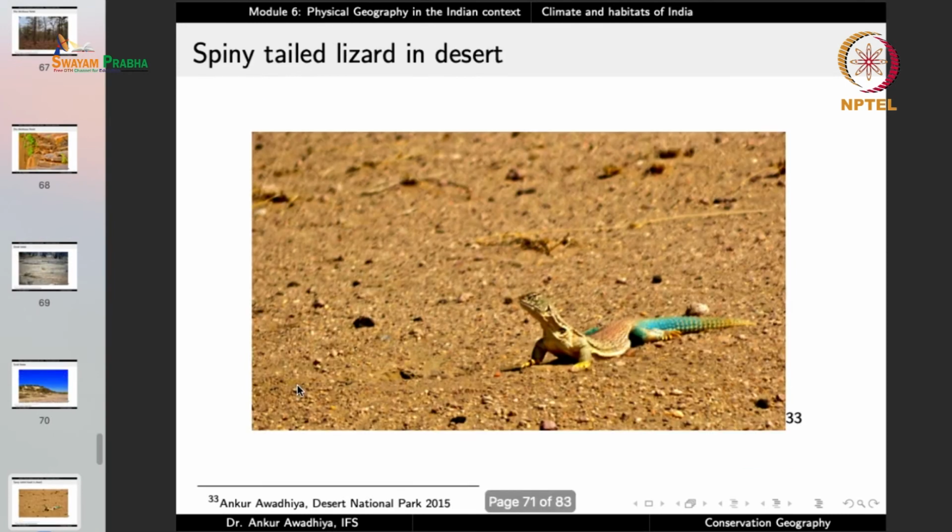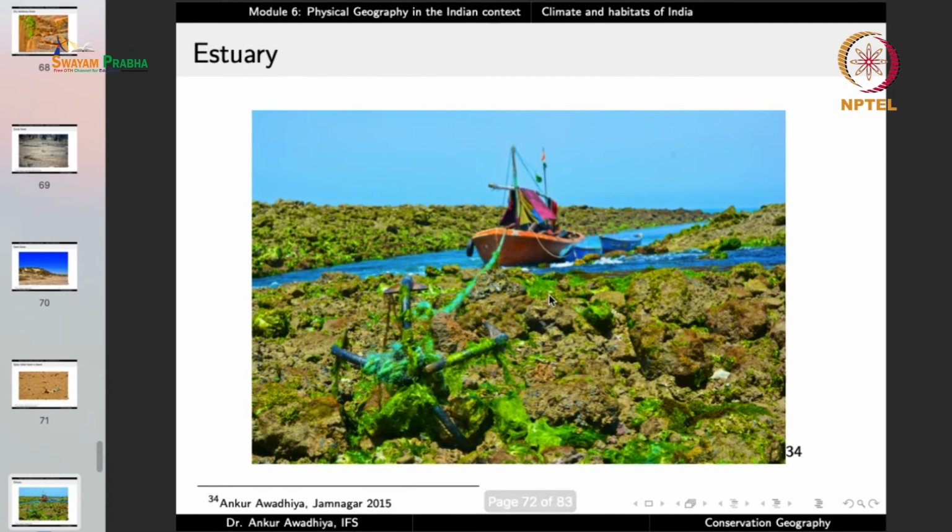Now to the west of our country, we also have a large number of estuaries. So this is one from Jamnagar. Now, estuaries form a very specialized habitat where you have a mixing of fresh water with salt water. In these areas, we find a large number of marine animals, we find a large number of freshwater animals, and we also find a large number of animals that are specially adapted to living in the estuaries. So, this is another habitat.